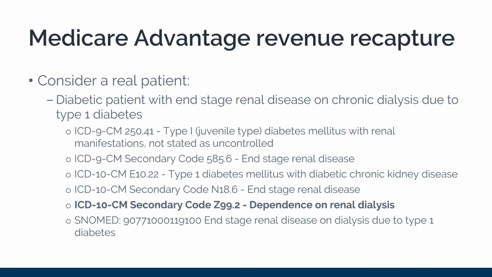Let's talk about how Precision Normalized powers revenue recapture. And we'll go ahead and use a specific Medicare population example to make it real. Medicare Advantage has tripled in size over the last decade, and it can be a profitable program, but it relies on capturing accurate and highly specific HCCs. This isn't always easy. Consider a complicated diagnosis with multiple secondary codes like the one I have up. A diabetic patient with end-stage renal disease on chronic dialysis due to type 1 diabetes. There is a whole lot of information contained within that description, as well as multiple codes to represent it.